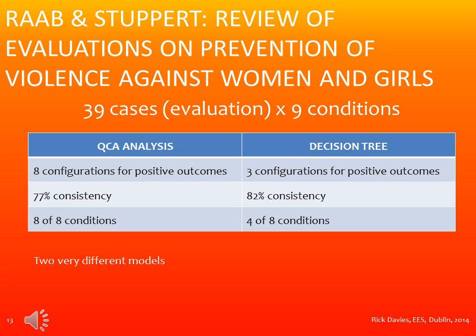The levels of accuracy or consistency were almost the same, with the QCA model being slightly less so. The QCA model made use of 8 of the 8 conditions, whereas the decision tree used only 4 of 8. So there's quite a dramatic difference between these two models.